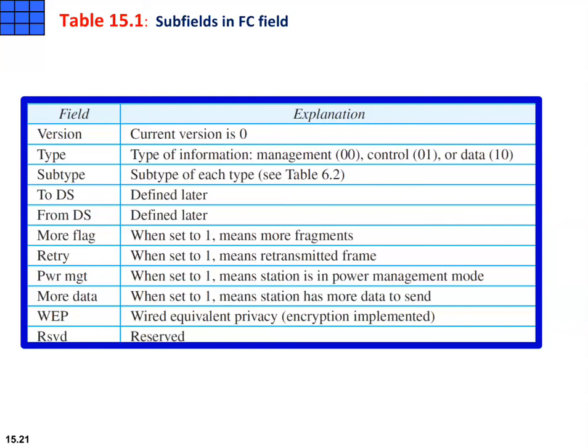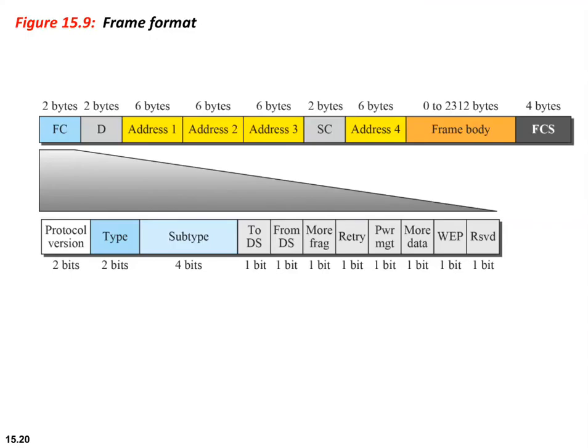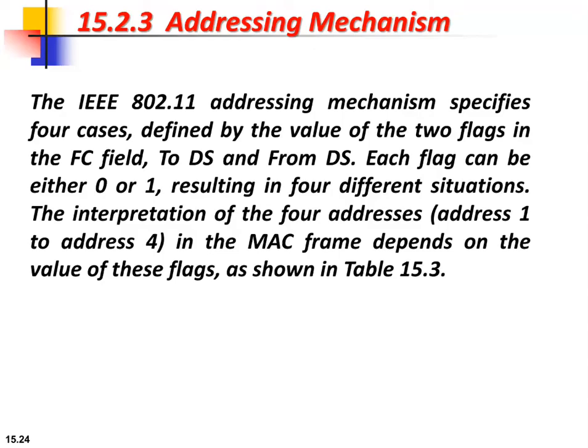Next is the more flag. When it is set to 1, it means more fragments have to be sent. Retry means a retransmitted frame. Power management means the station is in power management mode. More data means the station has more data to send. So this is about the frame format. Now in the addressing mechanism, which will be discussed next, we'll see what To DS is, what From DS is, and what address 1, address 2, address 3, address 4 are. This will be discussed in detail. So let us move on to the addressing mechanism.